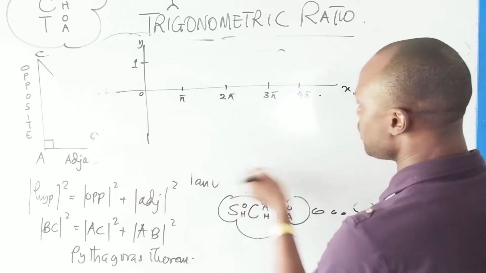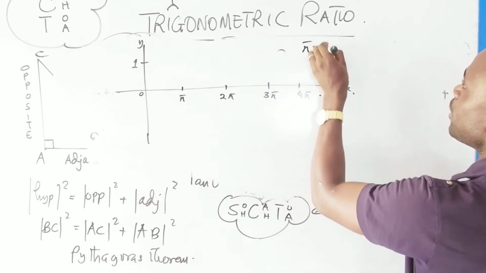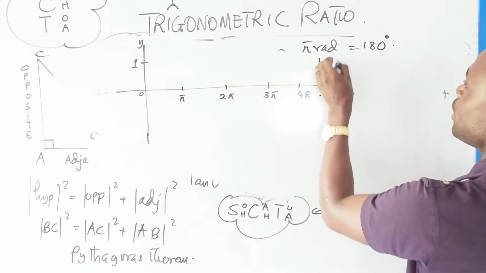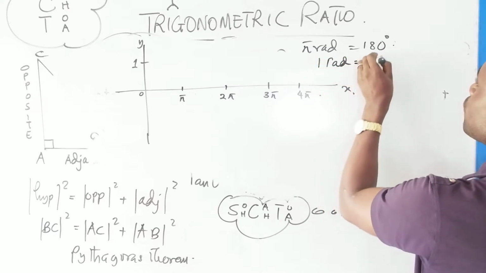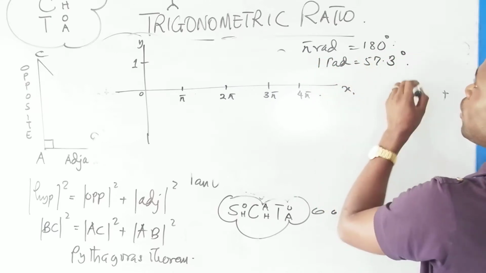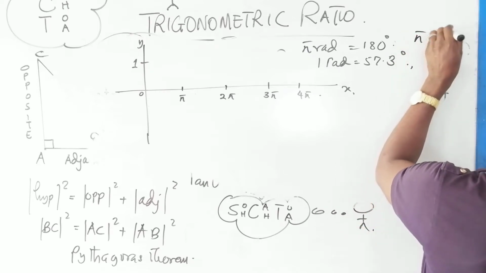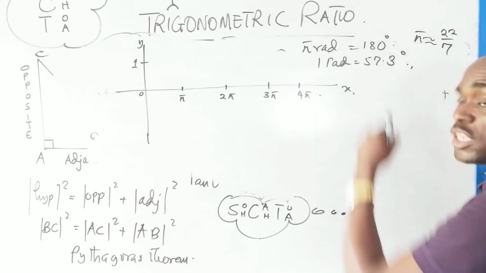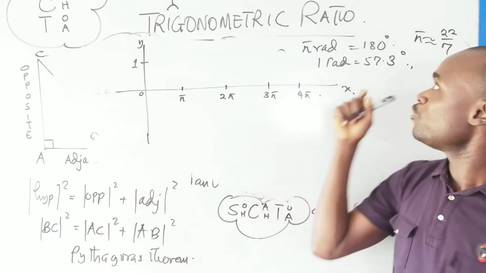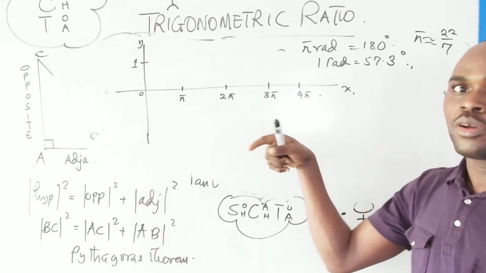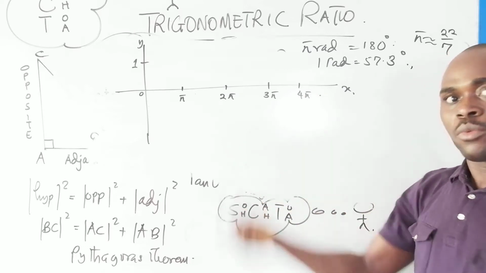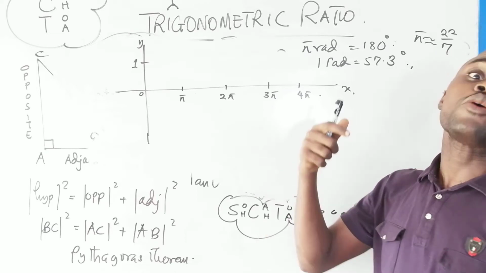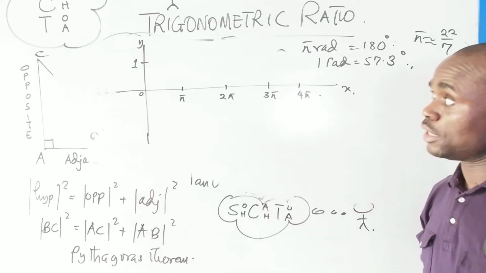Pi in radians. Please take note that pi radians is equal to 180 degrees, while 1 radian is 57.3 degrees, and pi remains 22/7, please approximately. I need to give you this information so that you don't confuse this to this. Sometimes I'm going to explain that in one of my videos, the difference between the domain of a trigonometric function and also the multiple of a trigonometric function.